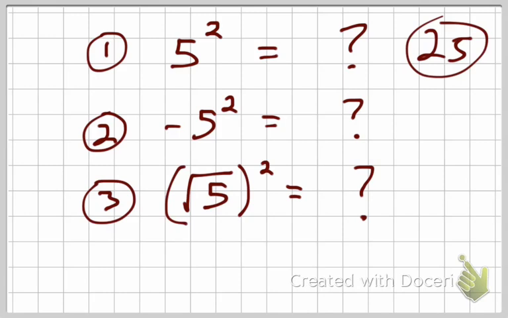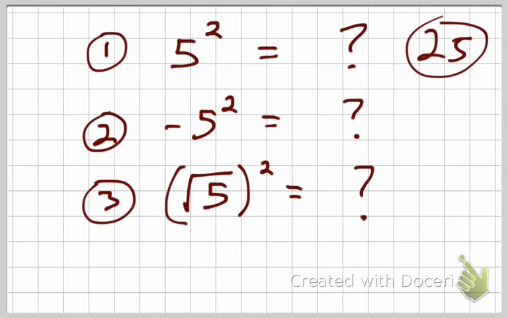Okay, what about this guy? He's a little tricky. Is this negative 5 squared? Well, that's how you'd say it. You'd say this was negative 5 squared, right? What is the answer? Is this negative 5 times negative 5? No, it is not.